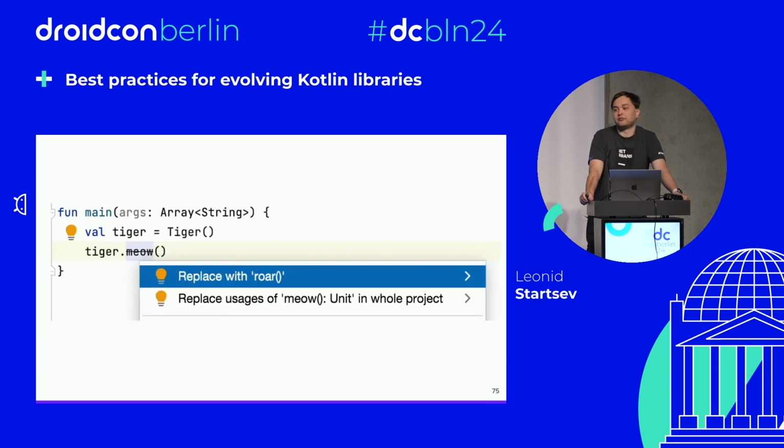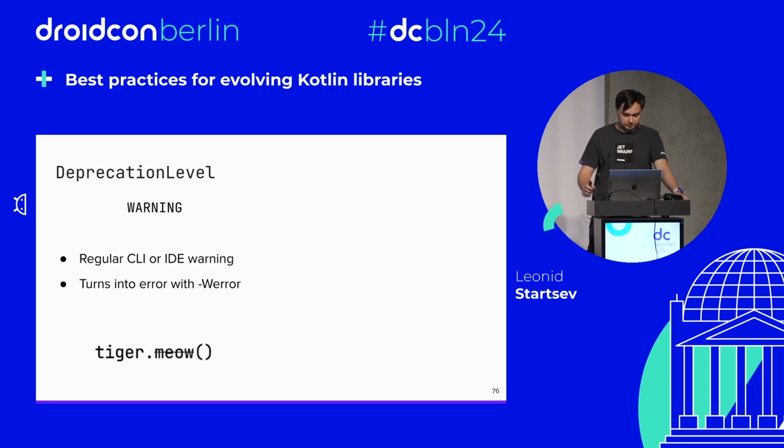And of course, we have nice replacement actions in IDEA. You can replace this particular usage of the method, or you can replace usages of the deprecated method in the whole project directly. If you specify a proper replacement with replace with, users of your library likely would be able to migrate very quickly by using just replace usages of something in the whole project, which works quite reliably in my experience.